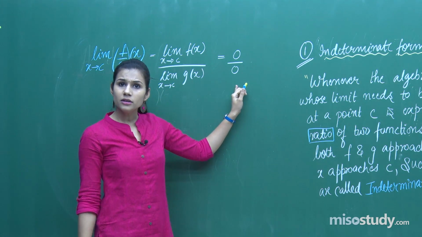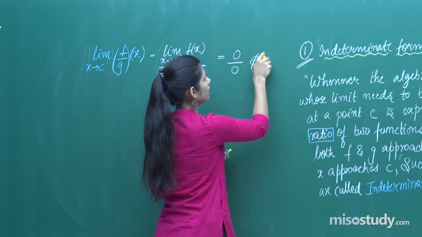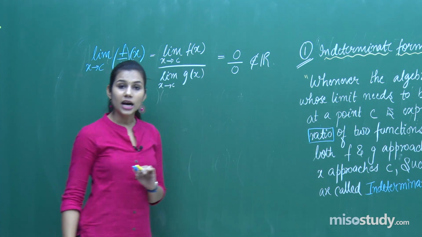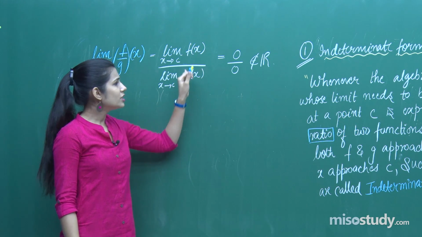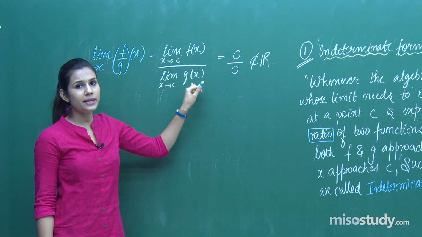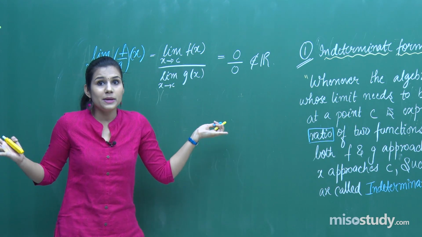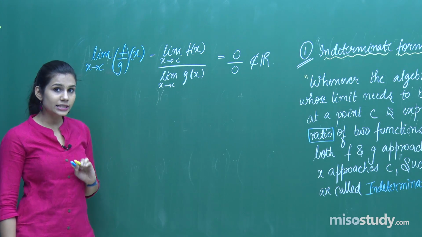Is this a real number? Not at all. This is an undefined term. It's not a real number. How can you say that by just knowing the individual limiting behavior of f and g at C, I am able to know the limiting behavior of f by g at C?